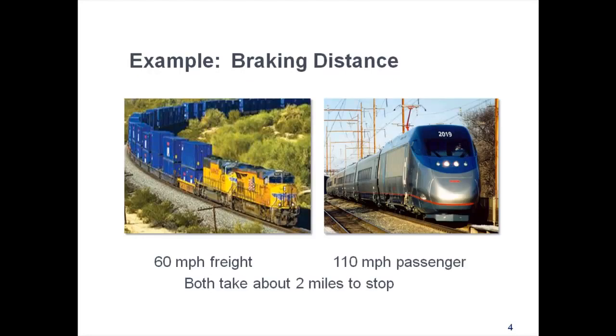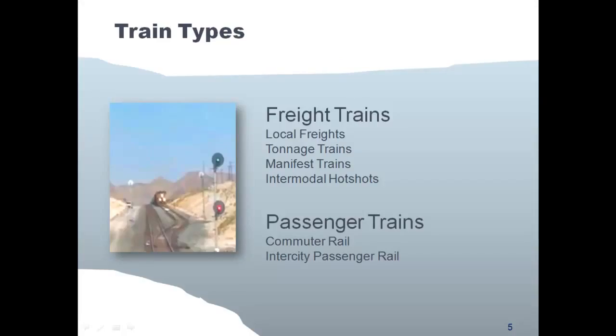As an order of magnitude, both a 60-mile-an-hour freight train and a 110-mile-an-hour passenger train can take about 2 miles to stop on level track. Okay, so one has more weight, one has more speed, but they both require about the same distance to stop. Yes, because of these stopping distances, signals are typically 2 miles apart, and passing tracks are about 2 miles long. So let's start with train types.